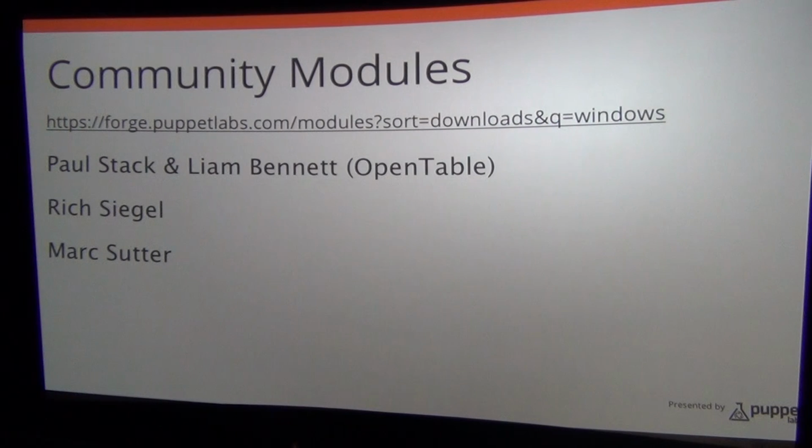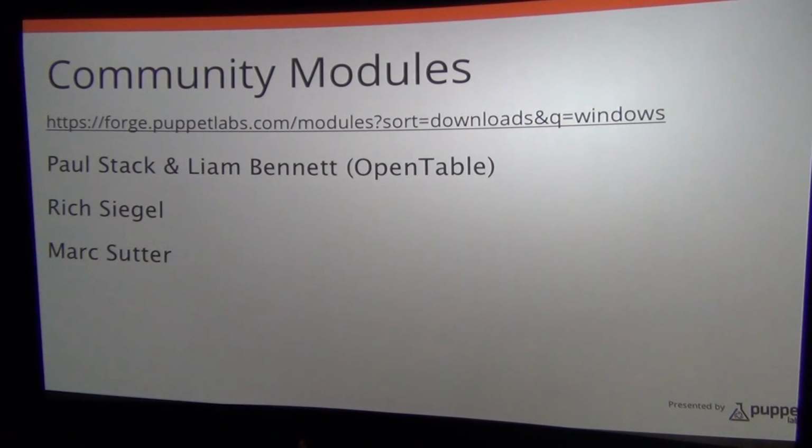So community modules. This is also, if you go to the Forge, you can click on, show me all the community modules, filter by operating system. This will give you this list. These people in particular have really made significant contributions to the Windows ecosystem. So Paul Stack and Liam Bennett at OpenTable, they've really been instrumental in writing modules and improving the testing process. Beaker is our automated testing framework, and they've made a number of improvements to that.